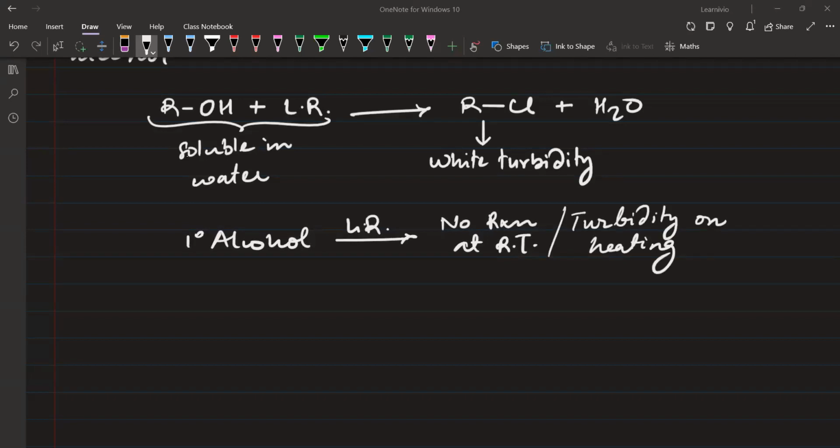अच्छा, if I did not use HCl and I use HI, so HI is very reactive, so it will not even see whether it is 1 degree, 2 degree or 3 degree. It will even react fast with 1 degree alcohol. That is why I am not going to use HI.